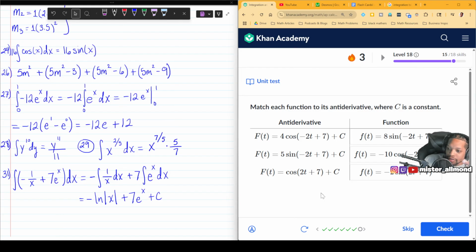So 8. Ooh, wait, hold up. The derivative of sine is cosine. But if I were to do chain rule on top right, I would have to multiply by -2. Hold up. Derivative of sine. Hold on, am I tweaking? Is it this? 1 and -2, 4 and 8.